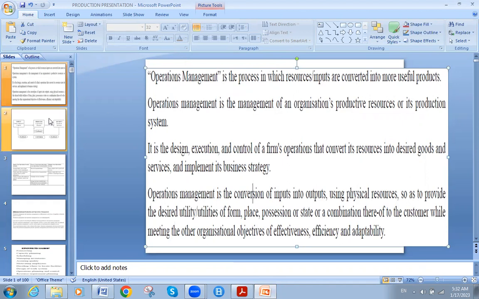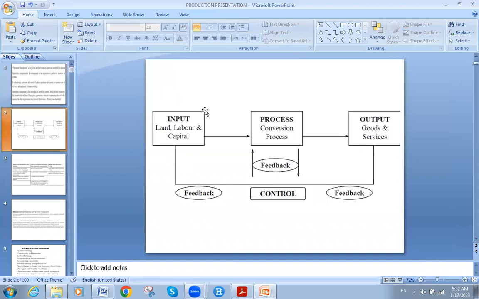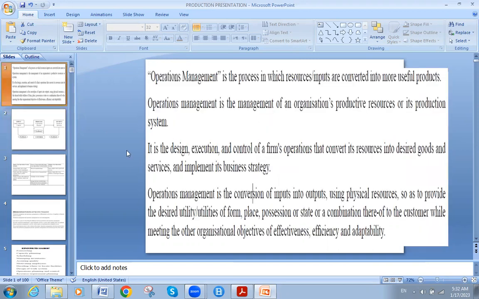Like I'll show you here. We have the inputs, we have the outputs, and we have the process. So it's the function of changing the inputs, which are labor, land, and capital, which we call factors of production, and raw materials. We process them and switch them into finished goods and services, or outputs. This is the first definition.